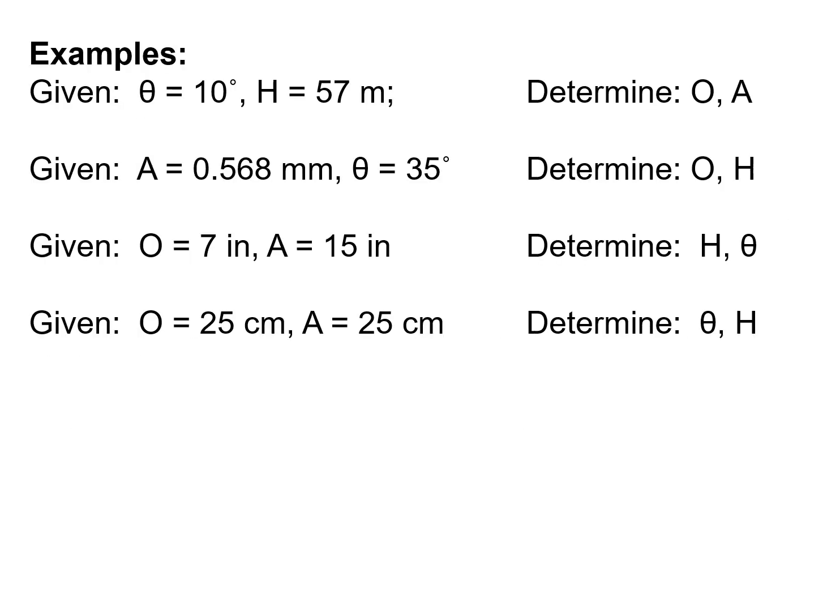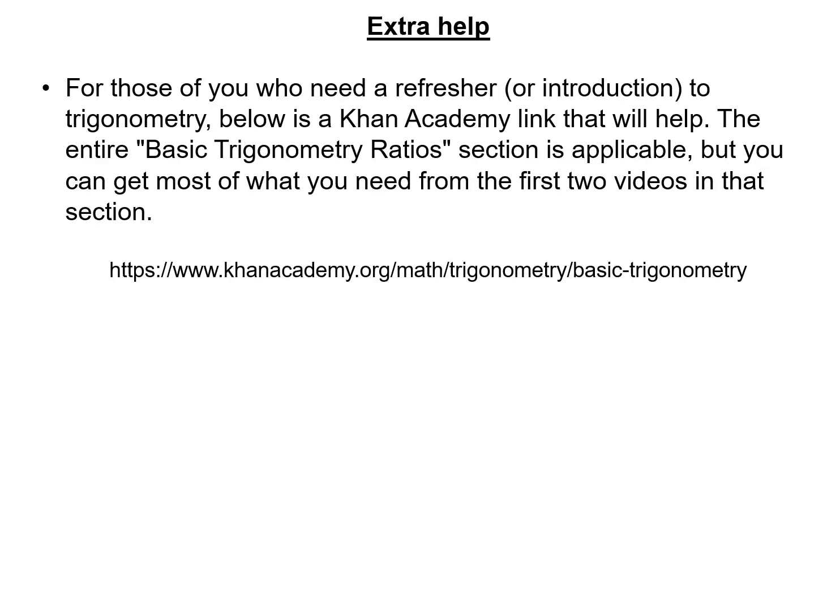So these right here are our examples. Either it's 10 degrees and h equals 57 meters. Okay, determine O and H. These are just examples for you guys to work on. I will not do them, but work on these. They'll be very useful when you start working on your exam questions, maybe even the assignment coming up. Knowing this stuff will be very useful.